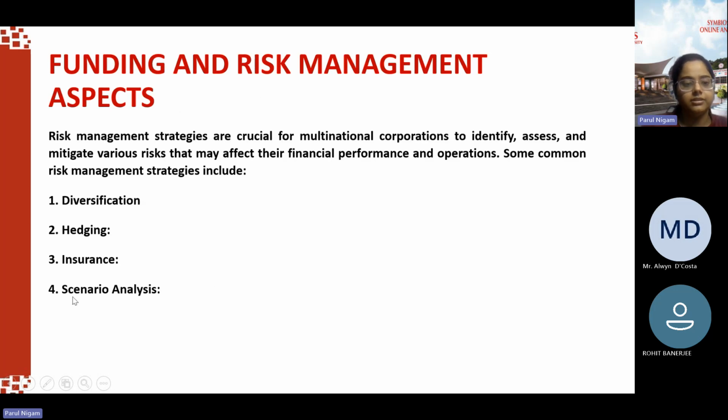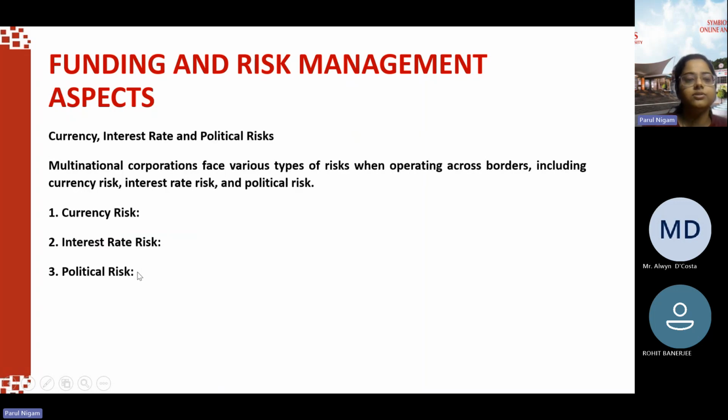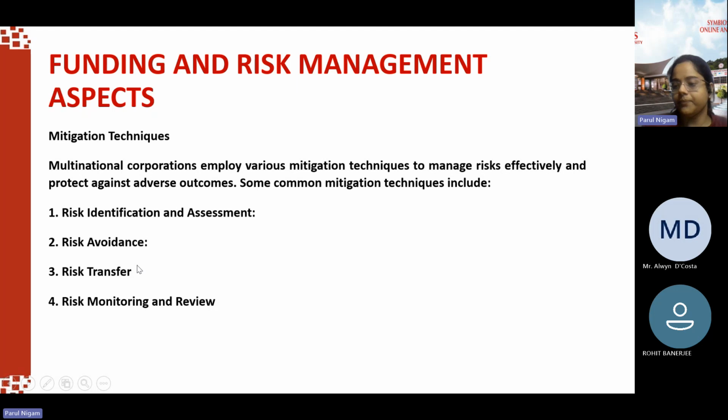Then there are risk management aspects like diversification, hedging, insurance, and scenario analysis. Mitigation techniques include risk identification and assessment, risk avoidance, risk transfer, and finally risk monitoring and review. If in the review part you find that something is not working out, you go back to the first step and the cycle continues.